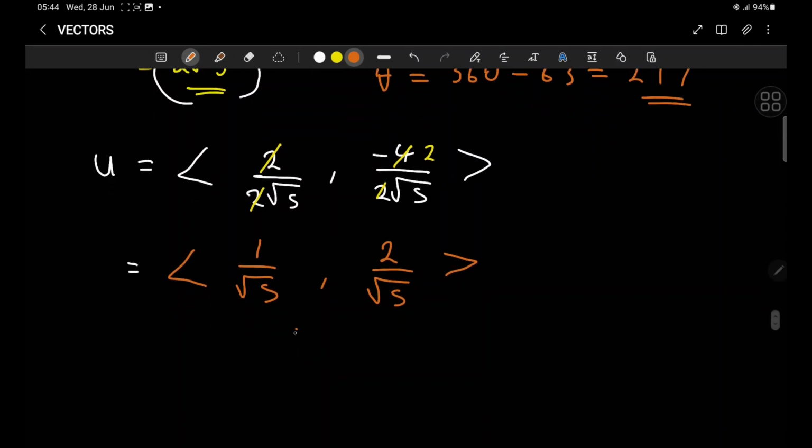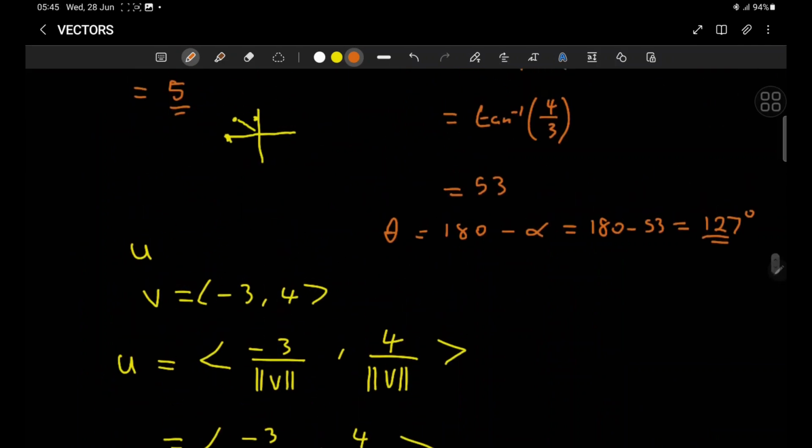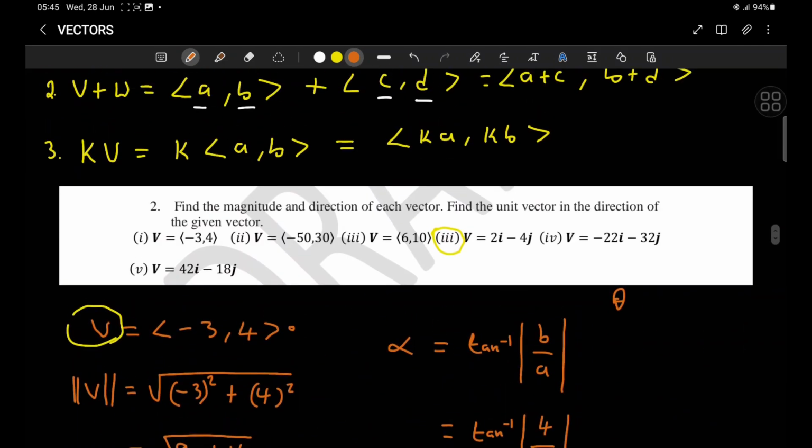Yes, this is our solution, but you can also rationalize the denominator to get rid of the surds, so that we just have surds on the numerator, but this is our solution. So that's how you will solve all the other questions here. You can work them out in the same way.